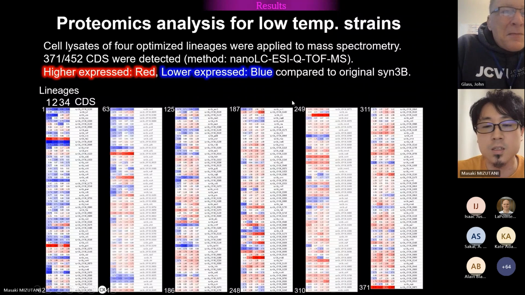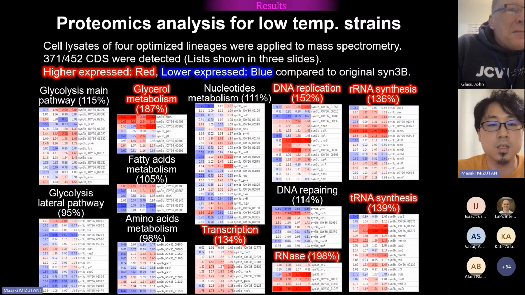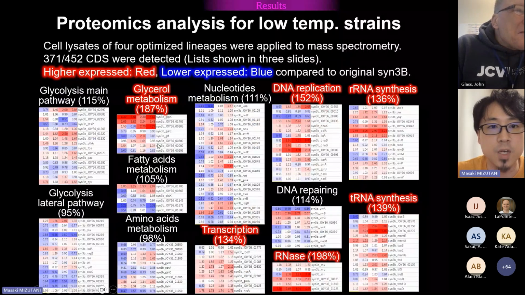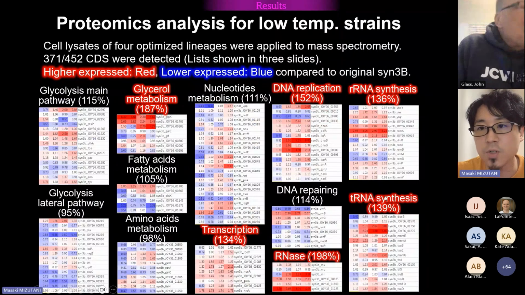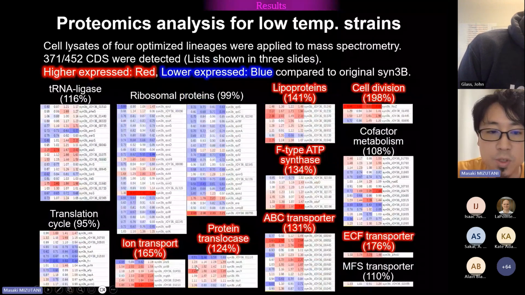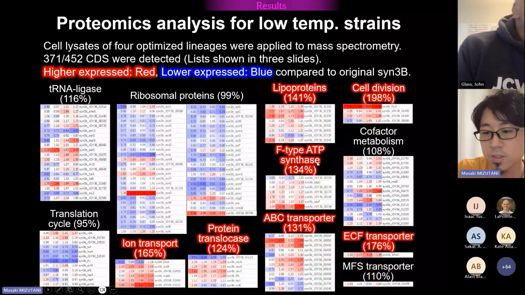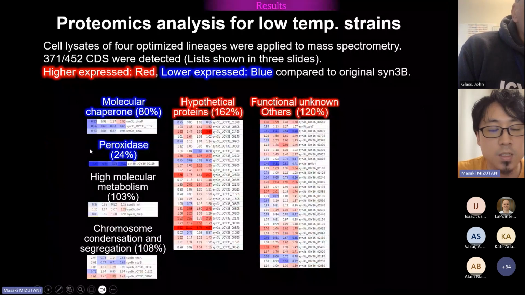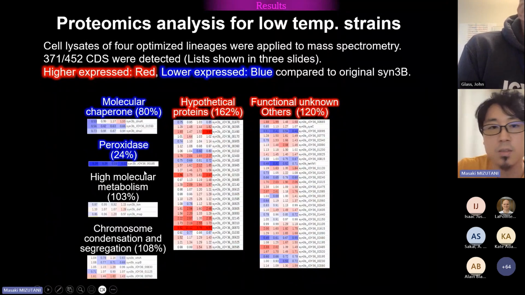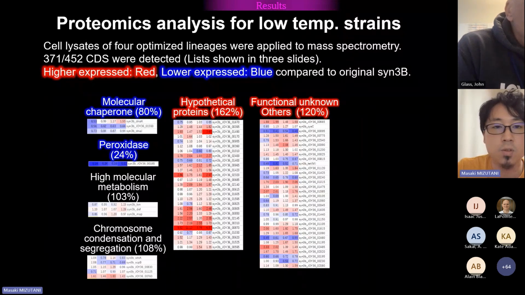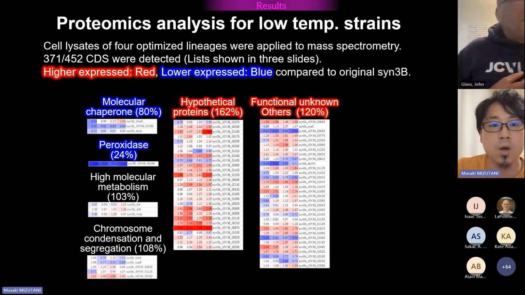To better understand, we categorized these CDSs into groups, or pathways. For example, glycerol metabolism increased and RNA increased. Also the transporters and lipoproteins increased. And the chaperones and peroxidase decreased. And from here, we introduce the three important mechanisms for the low-temperature optimization in our adaptive strains.